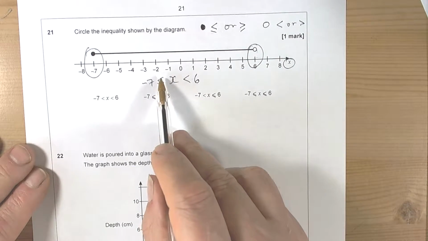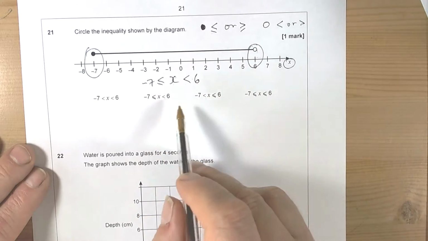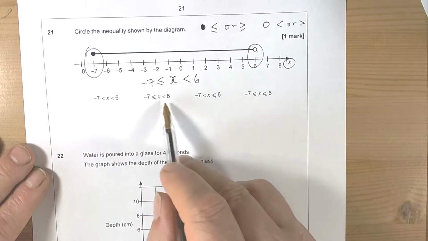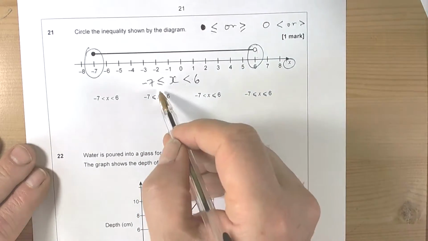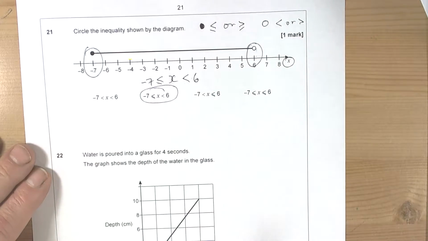So the inequality that's represented by this line is the x values have to be smaller than 6 but could be greater than or equal to -7. So smaller than 6, greater than or equal to -7. So the one we circle is that one.